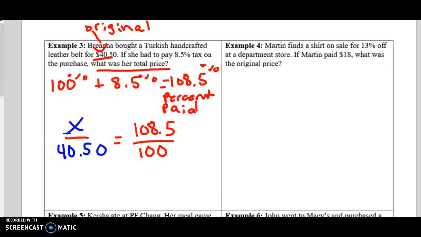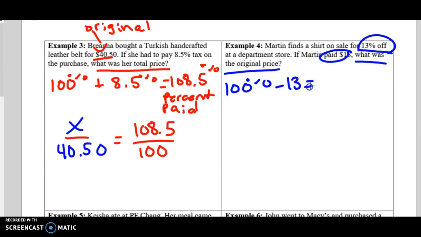So example 4: Martin finds a shirt on sale for 13% off at a department store. If Martin paid $18, what was the original price? So he paid $18. What was the original price? 13% off means it was a discount. So to find my percent paid, I need to subtract 100 minus 13, and that's going to give me 87% paid.